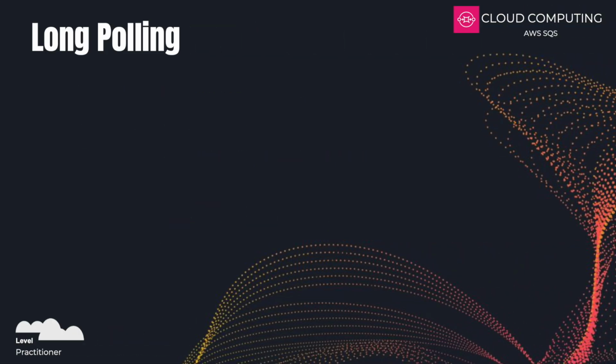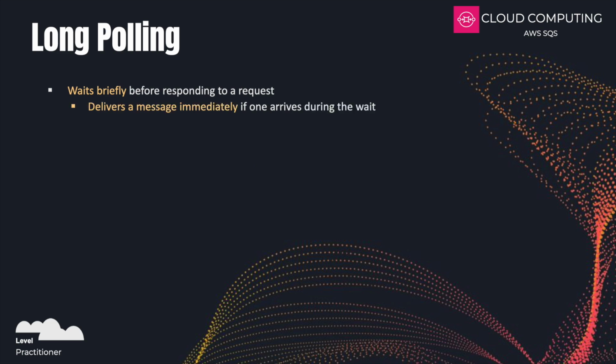Now with long polling, things work a little differently. Instead of giving you an answer right away, the queue actually waits for a short period before replying. Here's what it means in practice. If there isn't a message available at the exact moment your application checks, SQS will hold that connection open for a little while to see if something new comes in. If a message arrives during that wait window, perfect. The queue immediately delivers it to your application without any delay. And if no message shows up before the time runs out, then, and only then, does the queue return an empty response.